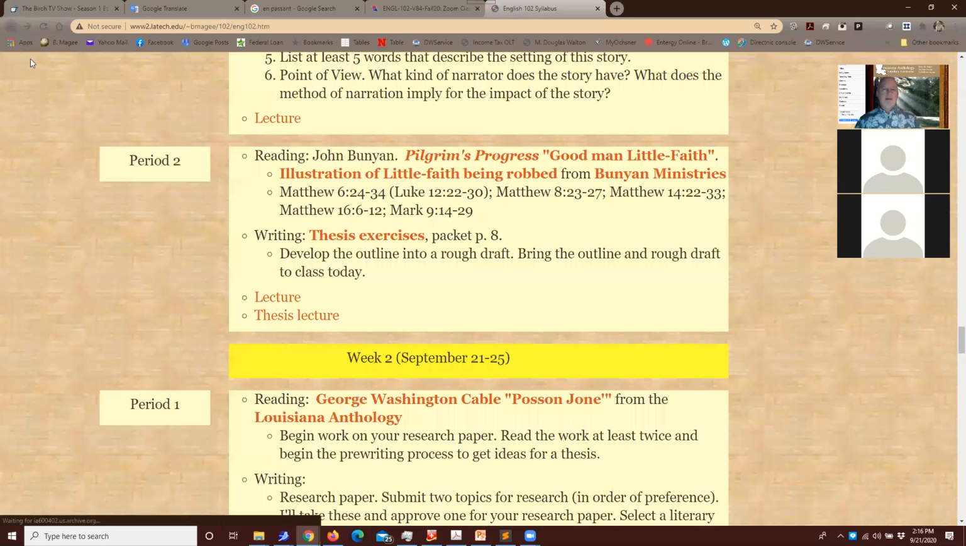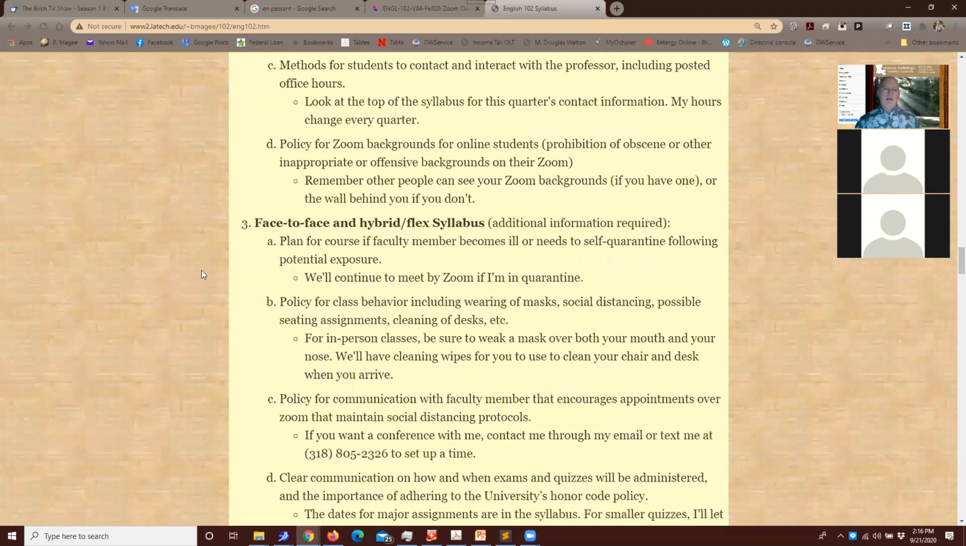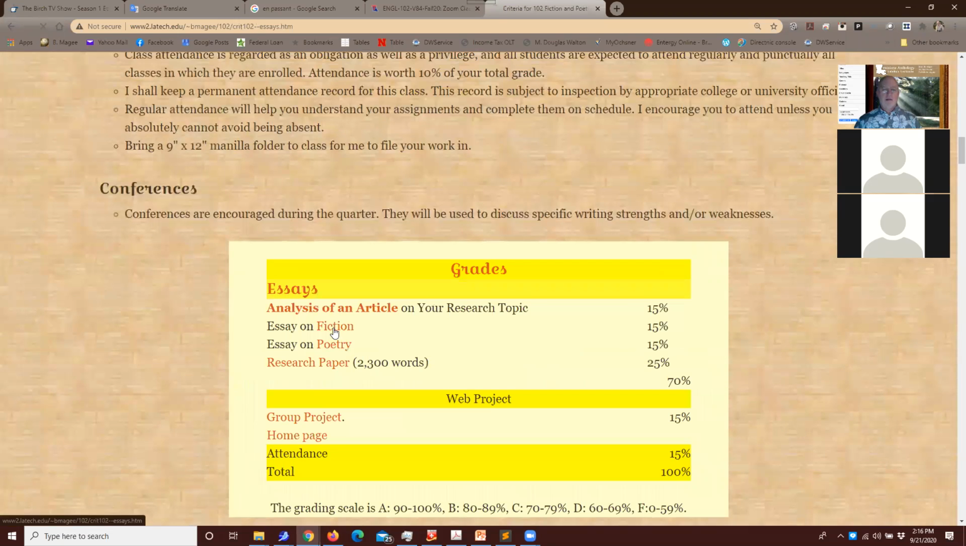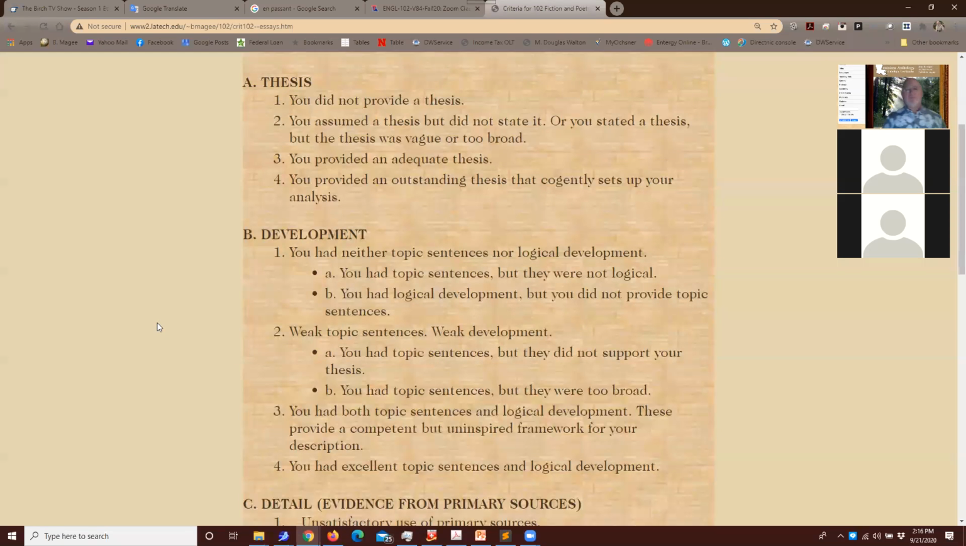So when it comes time to grade, let's go back up to the criteria. The poetry paper, the fiction paper, and the research paper, the first thing I will grade is your thesis. Now, where do I look for your thesis? Somebody help me out. In the introduction paragraph. Right. Normally, either the very first sentence of the introduction or the very last sentence.